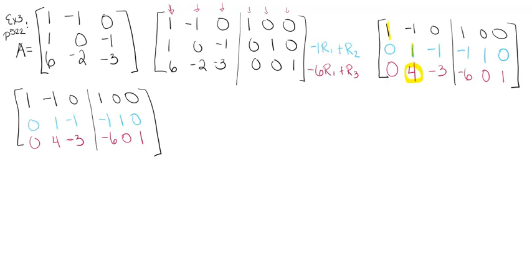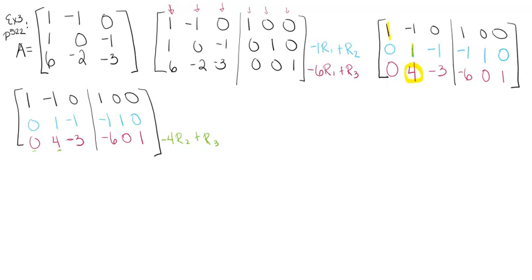So the first thing I'm going to do is I know that I need to change this 4 right here into a 0. And if I were to use row 1 to do it, then I would change this 0 by adding something to it, and I don't want to do that. So I have to use row 2. So in order to change this 4 into a 0, I need to take row 2 and multiply it by negative 4, and I'm going to add it to row 3 to get a new row 3, a 0 in that place.